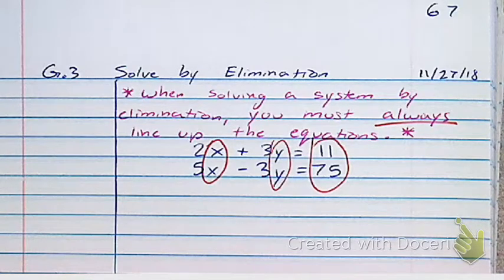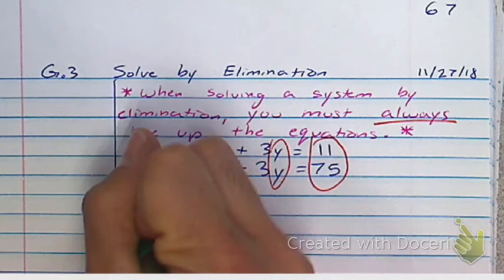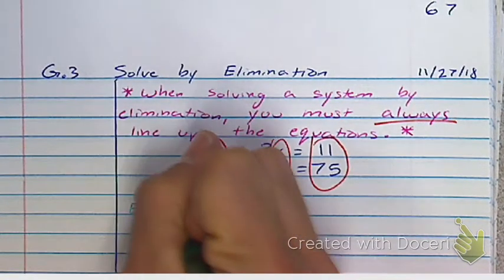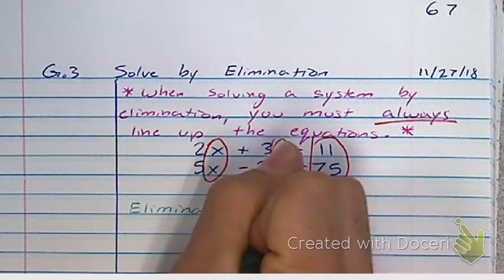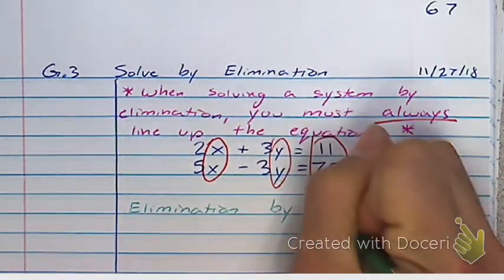So there's two ways for elimination. The whole point of elimination is to get rid of a letter, so that way you're left with just one to solve. Then just like substitution, you plug it back in and solve for the second one. The first one is elimination by addition.